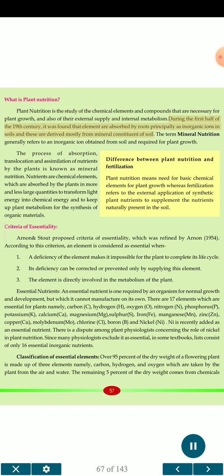During the first half of the 19th century, it was found that elements are absorbed by roots principally as inorganic ions in soils, and these are derived mostly from mineral constituent of soil. The term mineral nutrition generally refers to an inorganic ion obtained from soil and required for plant growth. The process of absorption, translocation and assimilation of nutrients by the plants is known as mineral nutrition.